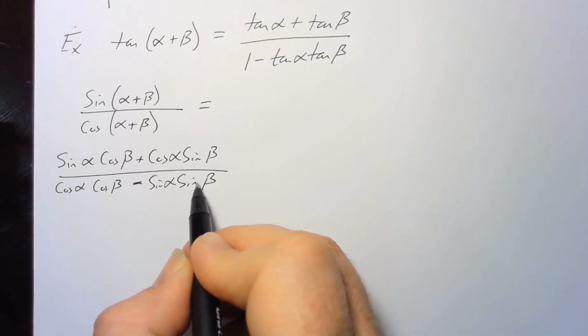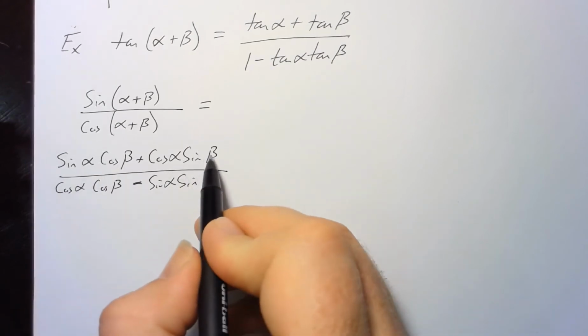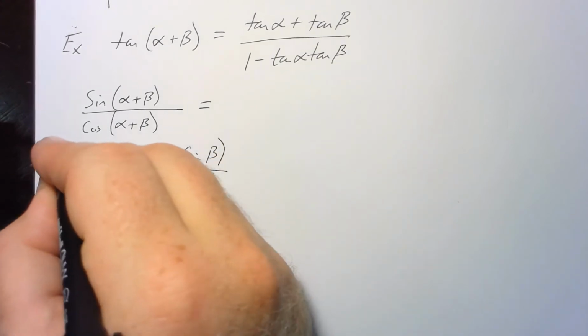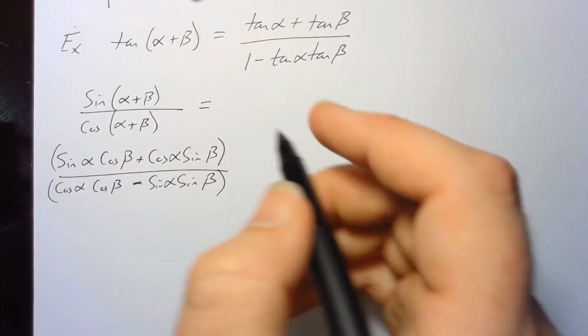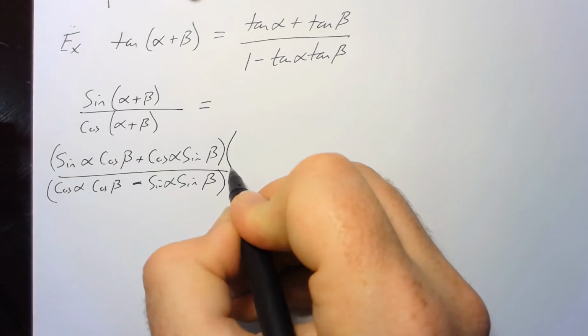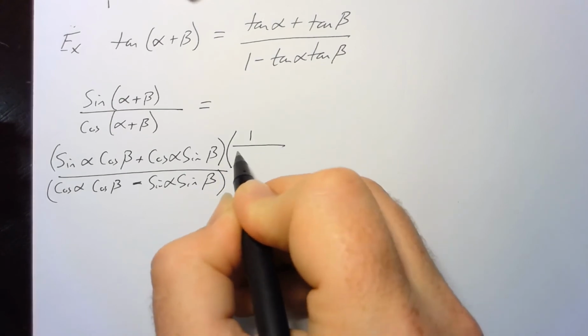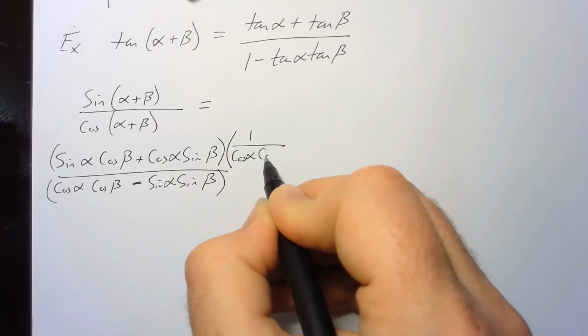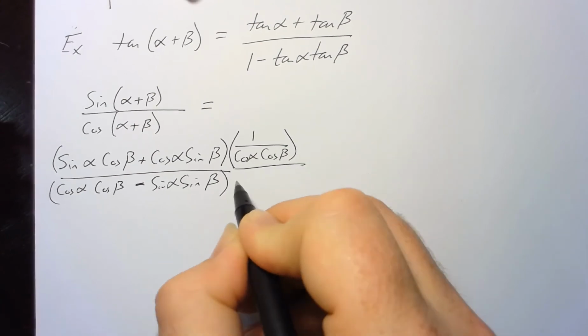I'm also then going to have to divide the top stuff by the same thing. Really, the way that this mathematical step is going to look, it's going to look like I'm taking everything and I'm going to multiply it by 1 over the cosine of alpha, cosine of beta. That's what it should look like.